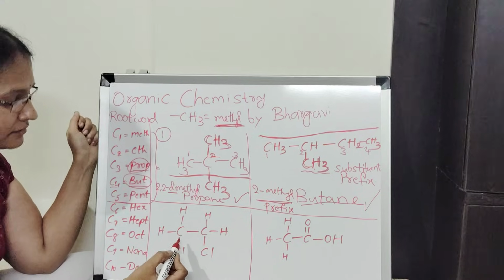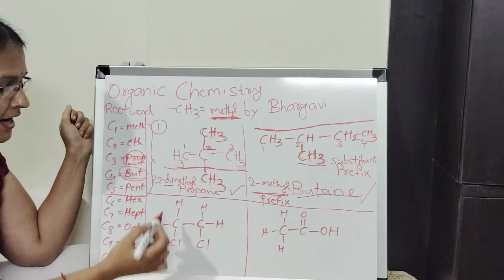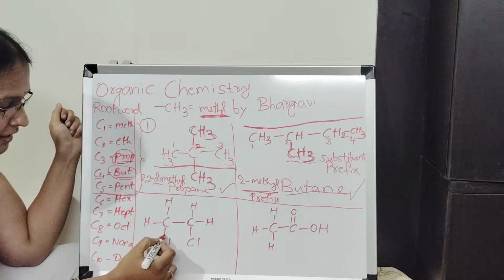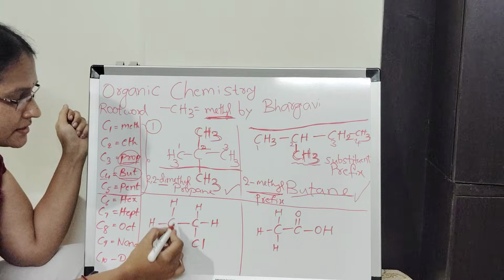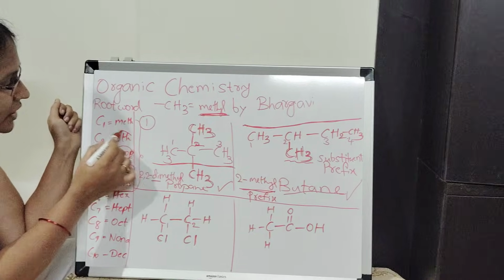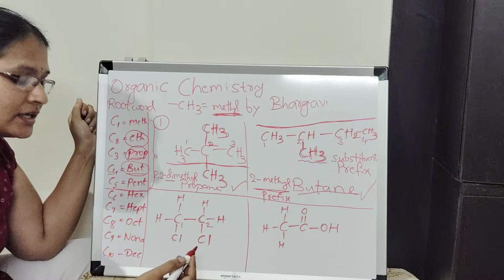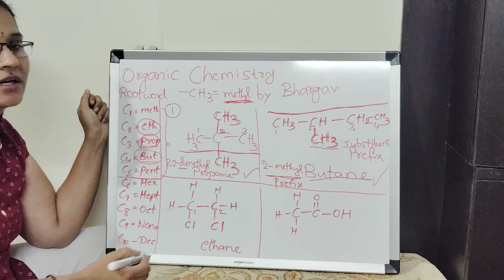Here you have 2 carbons connected by a single covalent bond, and hydrogens are there. Here one chlorine is attached, and here also one chlorine is attached. Let us count how many carbons. Just 2 are there, 1 and 2. Only 2 carbons means what is the root word we use? Eth. And you can see all are single bonds, so the name ends with the sound ethane.